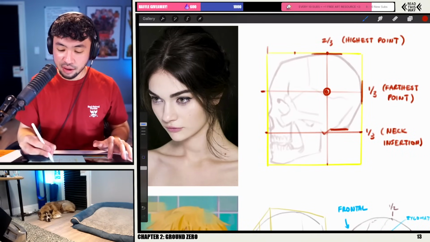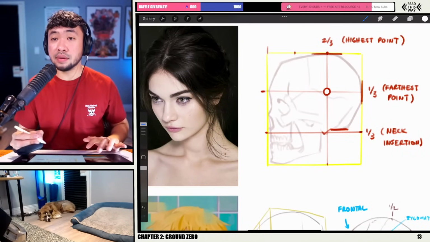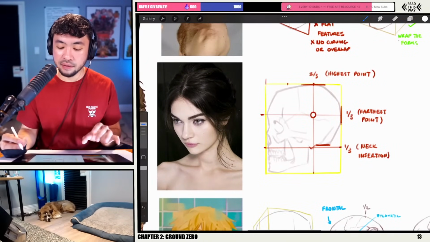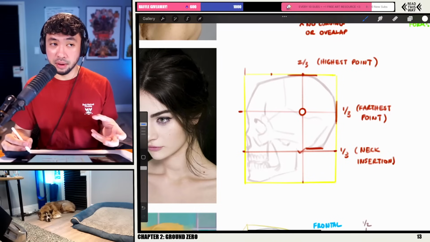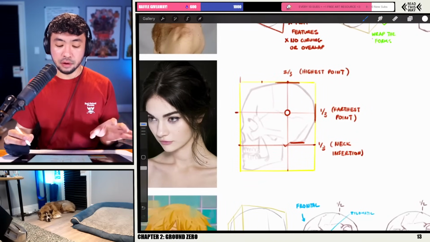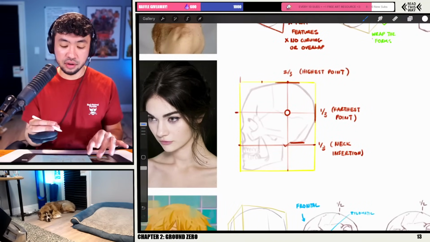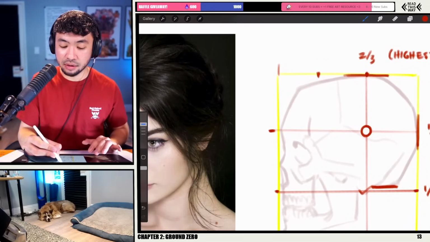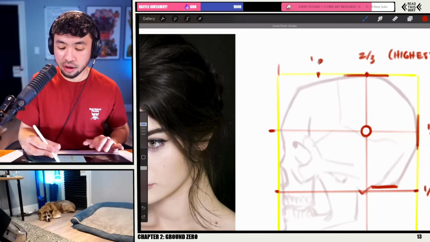All right, so again, these are going to be generalizations. Obviously, when you stylize, if you want to draw more of an anime style or whatever have you, you can always change these up a little bit and have fun with it. But if we're talking about just the general proportions, this is what you can use as a rough guideline for drawing your heads.